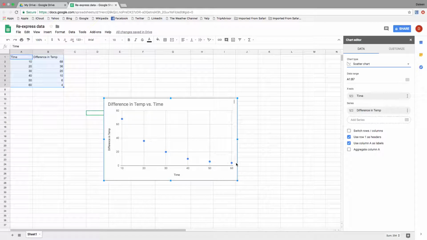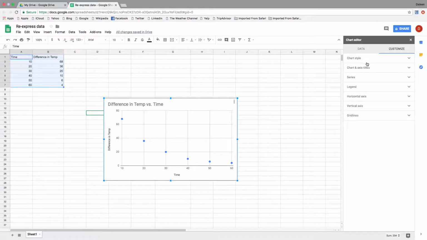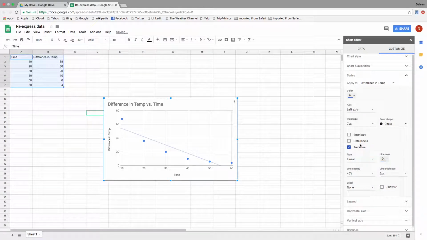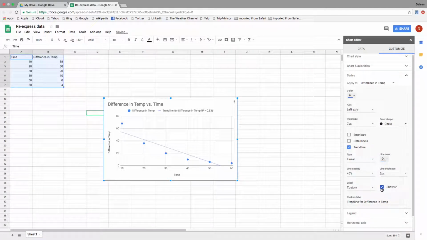So it curves down. A line isn't going to fit super well, but let's put one anyway and check a residual plot. So I'm going to go to series, trend line, show R squared. R squared is actually really high, 0.836. R squared can be high without fitting a linear model super well. So this is one of those cases. So let's use equation. So this is our equation. The predicted difference in temperature is negative 1.2 times x. X is the value of time.